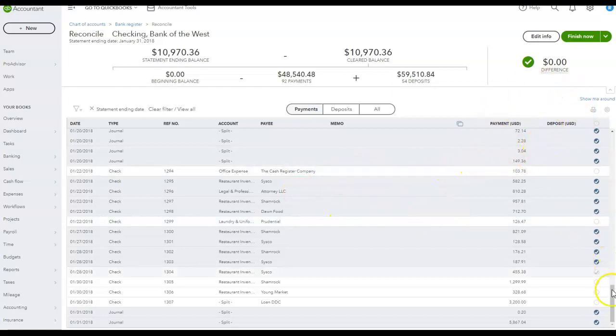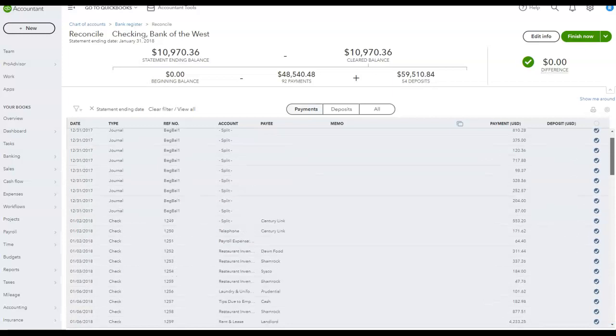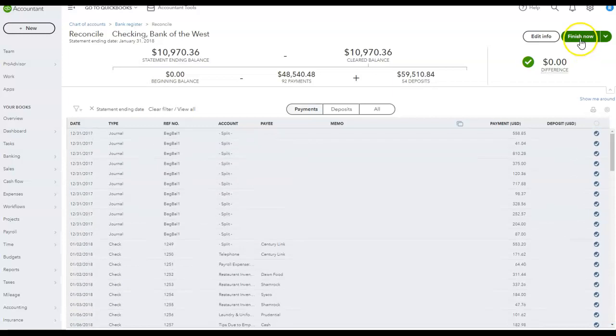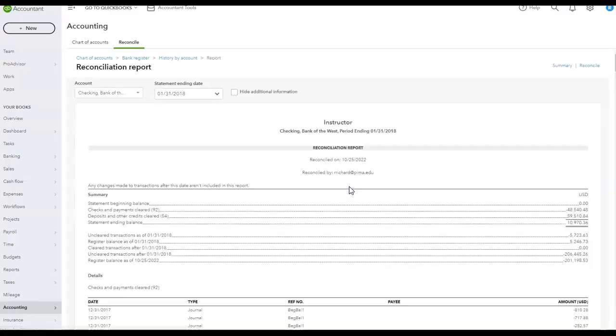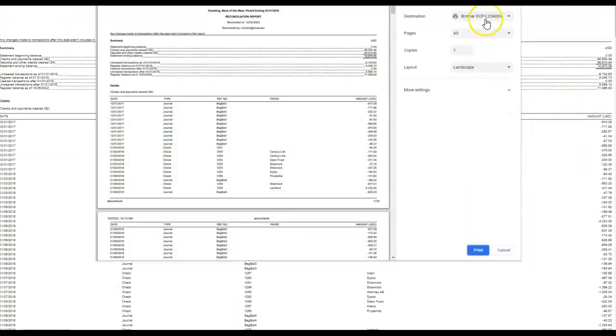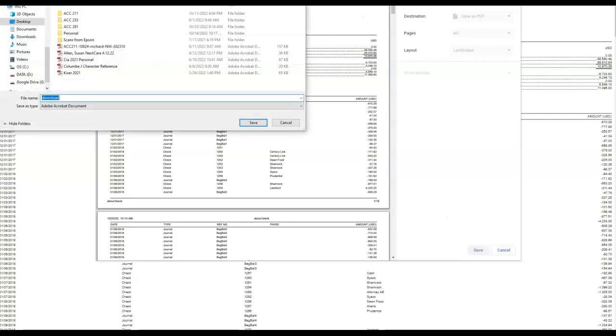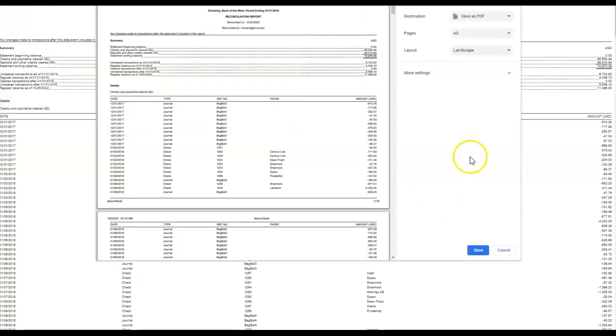When you have a zero balance and you're happy that everything looks good in here, you can click Finish Now. And it'll tell you you've reconciled it. And you can view the reconciliation report. Now, how do you get this to me? Because you have to turn this in. You go up here and you click on Print, and then just choose Save as a PDF. And click Save, and then it'll pop up and ask you where you want to save it.